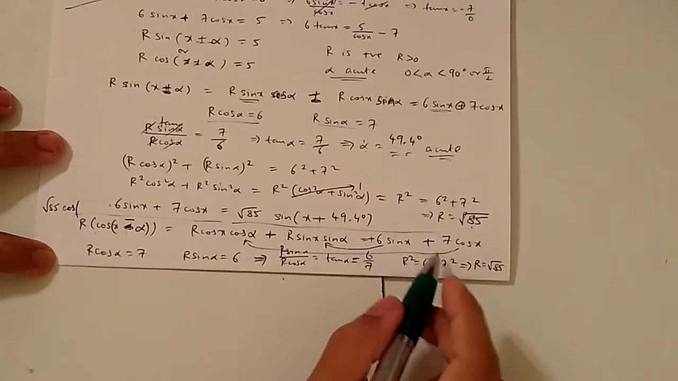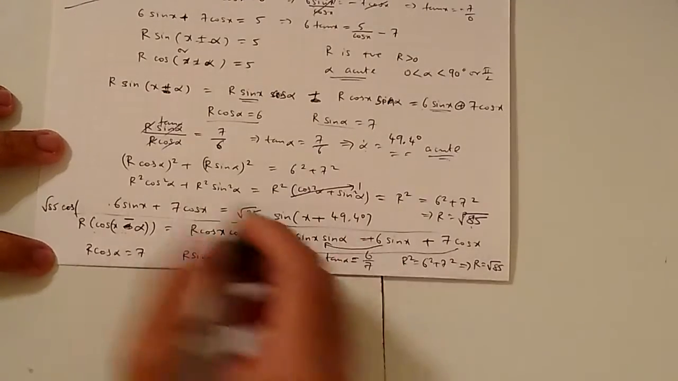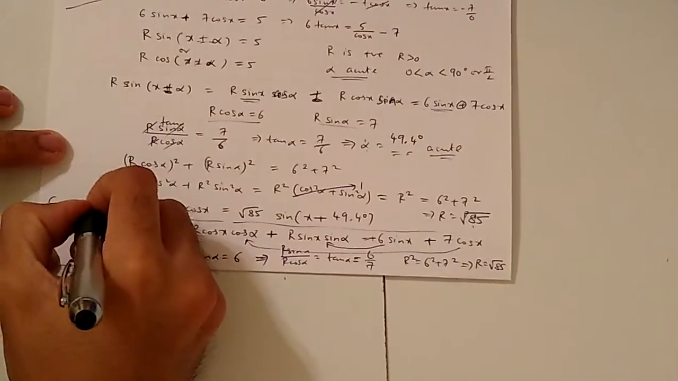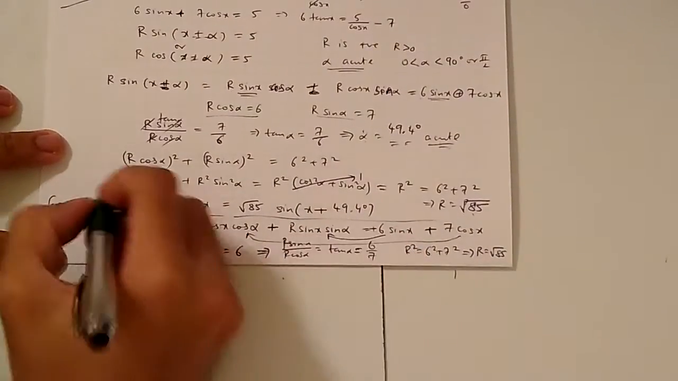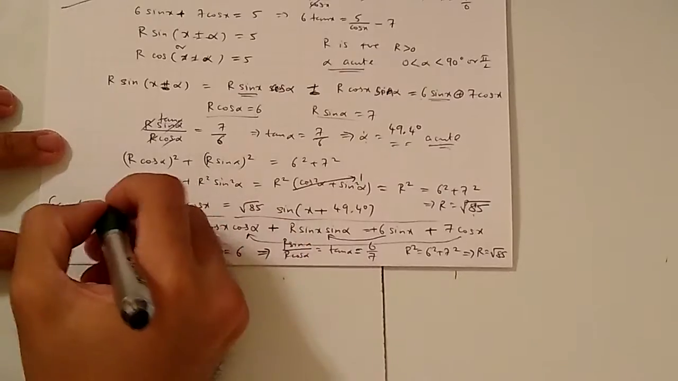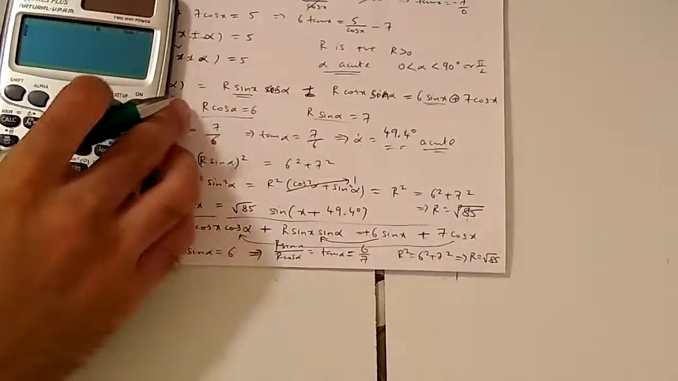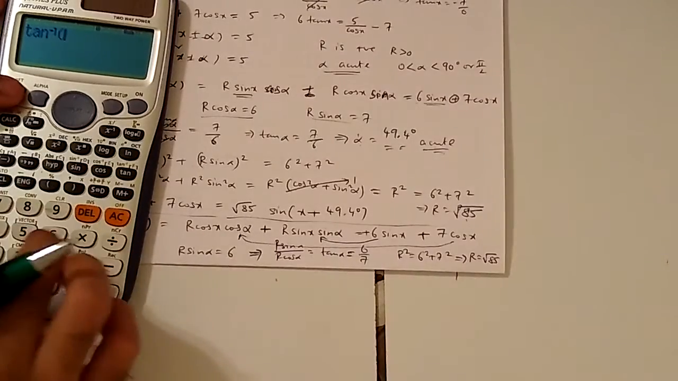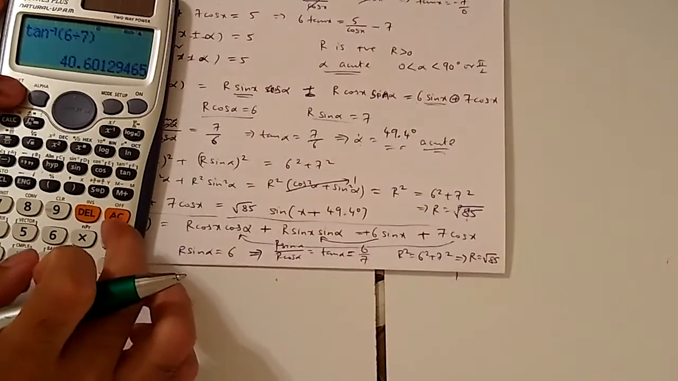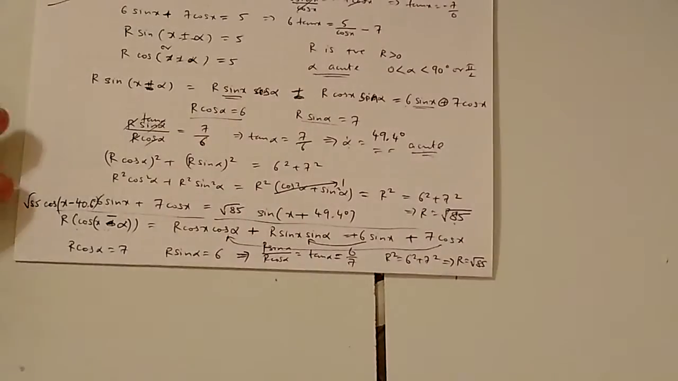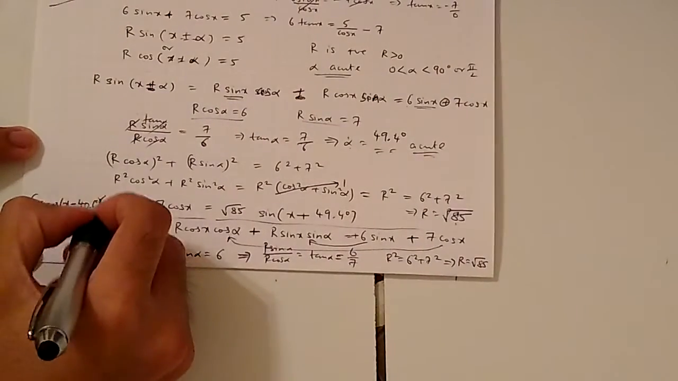this is going to be x minus 40.6 degrees, if I'm correct. Yeah, x minus 40.6 degrees. So this is your alternative cos expression.